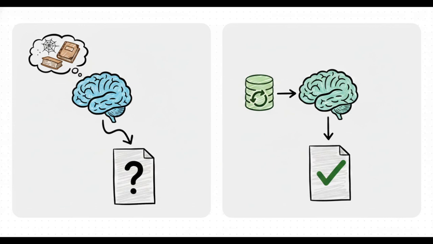It might just invent an answer. But with RAG, it retrieves the latest information from your data, which makes its response accurate and grounded in actual reality. This is what makes AI trustworthy enough for real business use.